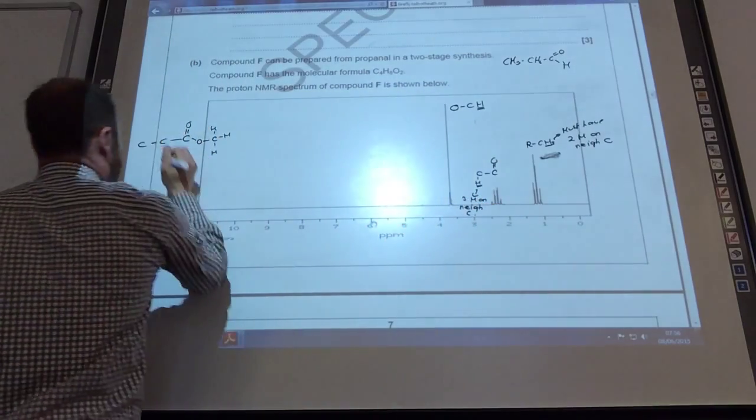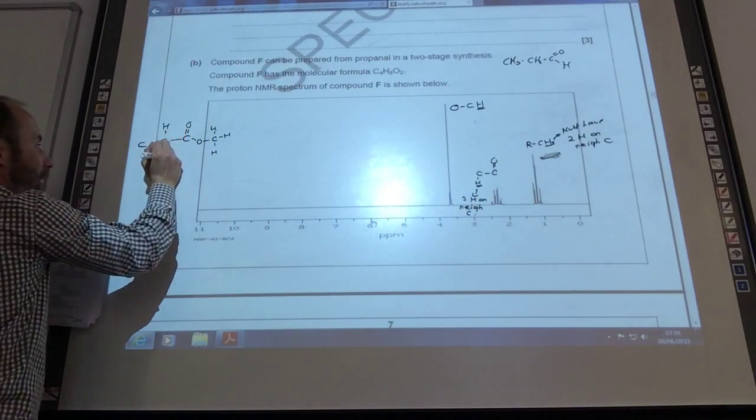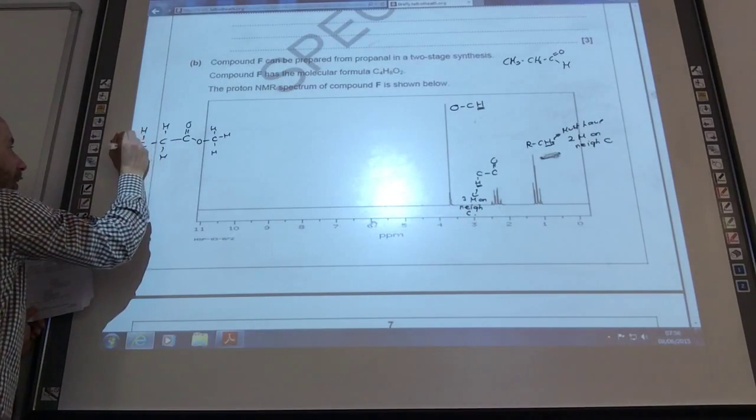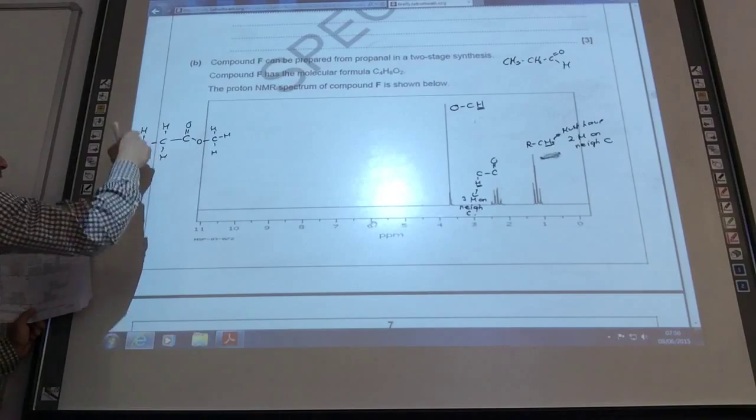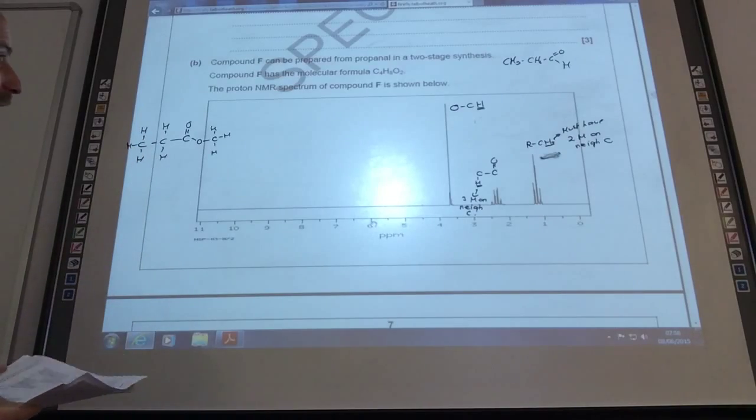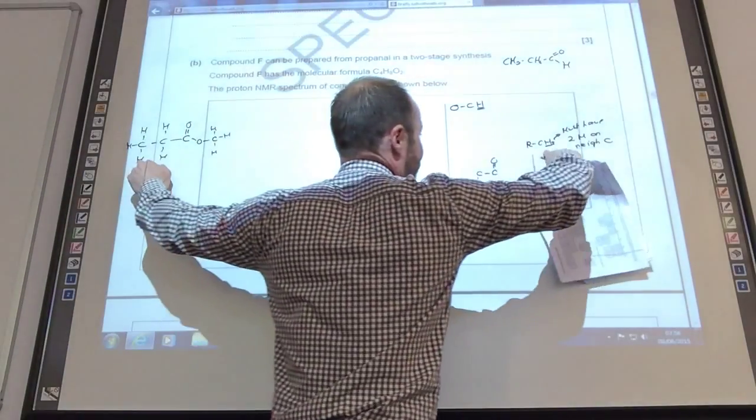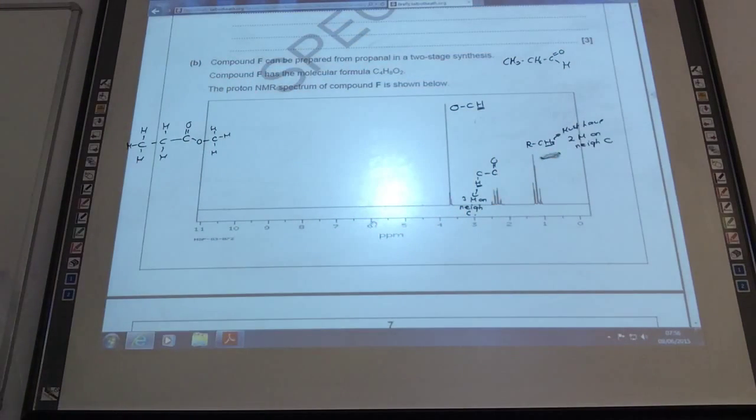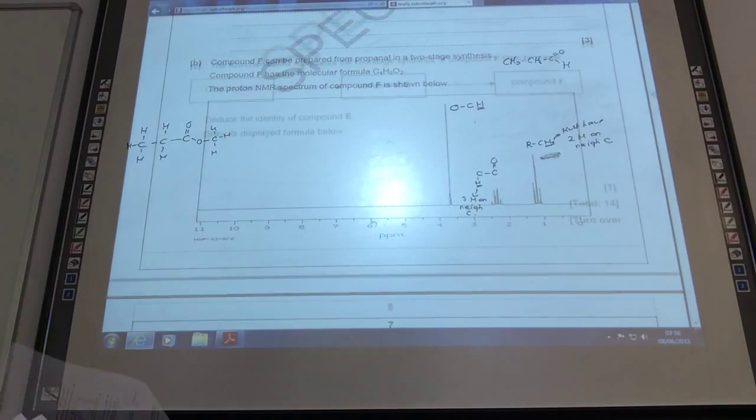So, does that make sense? That would be that group there. It has three neighbours, the three hydrogens on the neighbouring carbon, and then that group is acting there with two hydrogens on the neighbouring carbon. So that's the molecule that you have.